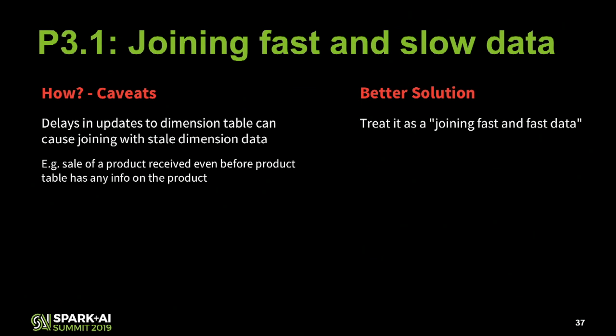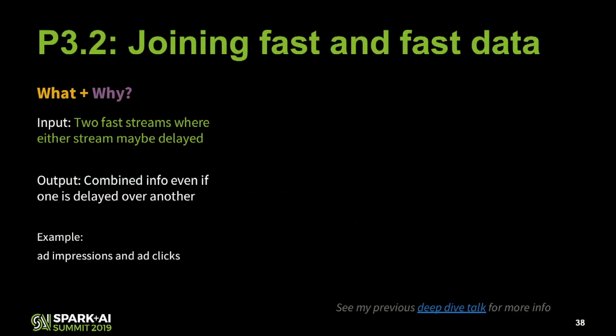So to solve that, you can treat this as joining fast and fast data. Essentially there are two fast streams of data which can be delayed between themselves arbitrarily. And then what you want is to take into account that there may be delays, so you want to appropriately buffer the data so that ultimately the join result is still correct.